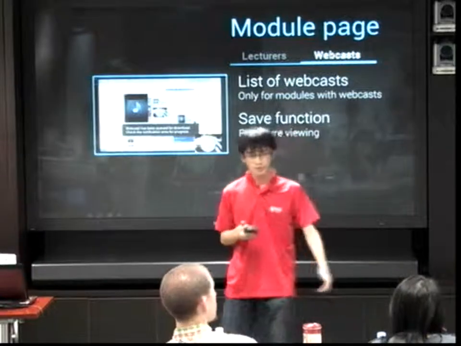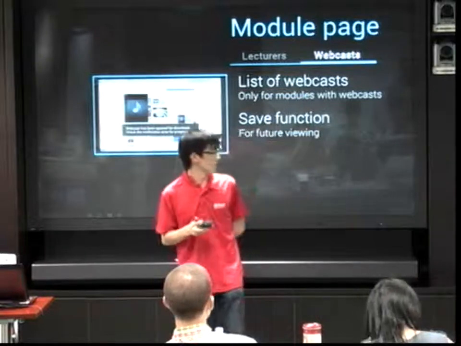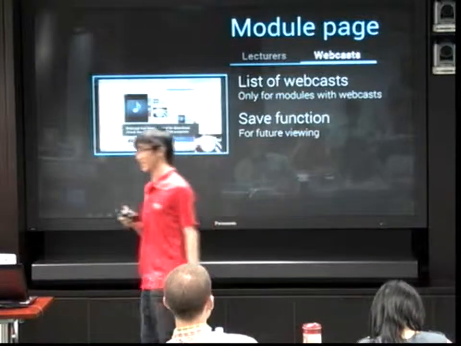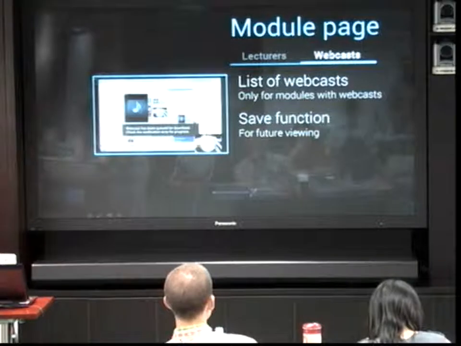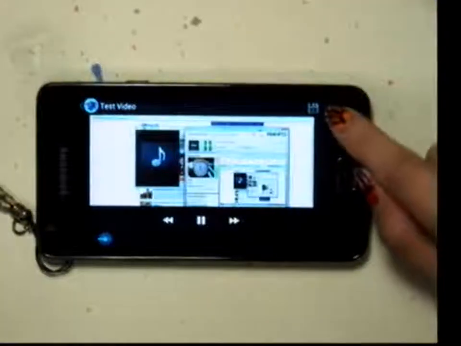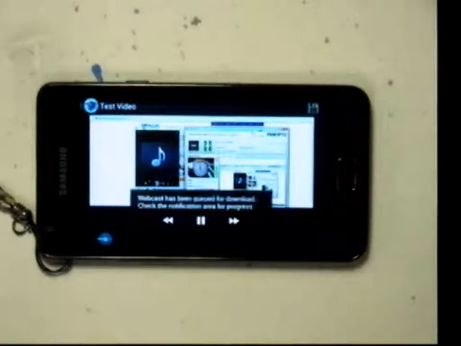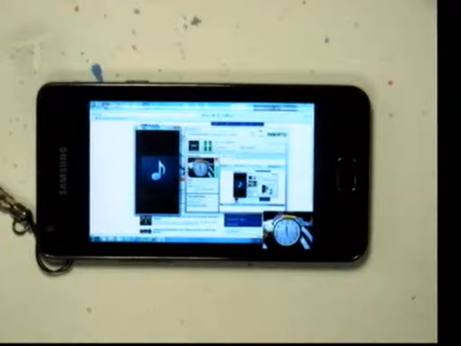So what they're doing here is basically streaming the video down onto the phone, right? And then you have to click on the save button. Yeah, so it's streaming now. But you notice there's a save button at the top. Just tap on it. Yeah, so the webcast has been queued for download, and it will show up in the notification area.